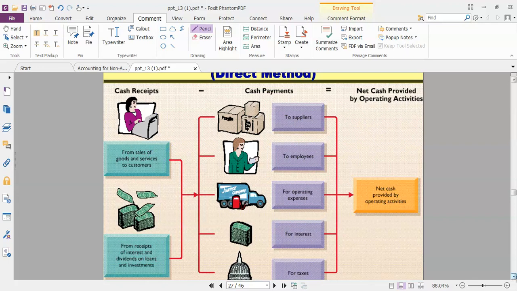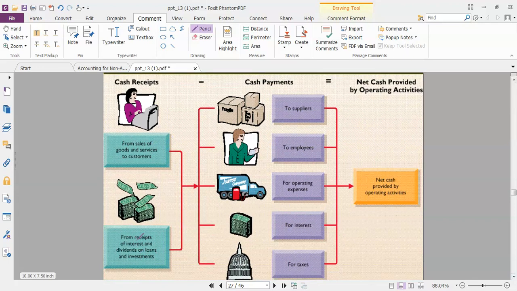And what else is a receipt? The interest that the company receives, and also dividends on loans and investments. Those are the two types of receipt. So the cash receipts come from two activities: sales, and interest received and dividends received on the investment. Then you must minus the cash payment from the cash receipt.